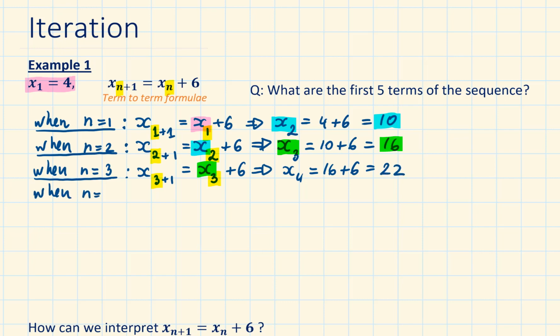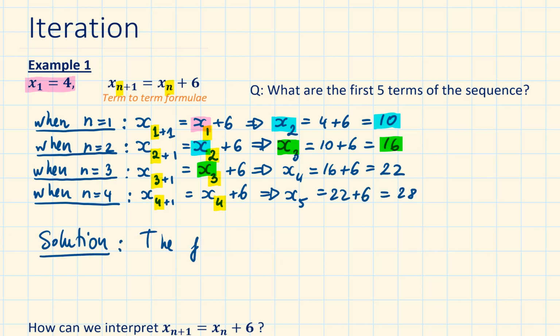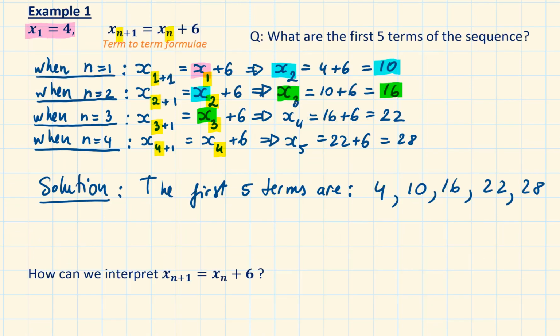Let's continue. When n is equal to 4, we will have x_{4+1} = x_4 + 6. That is, x_5 equals 22 + 6 equals 28. The first 5 terms are 4, 10, 16, 22, and 28. We can interpret this as each term is the previous term plus 6.